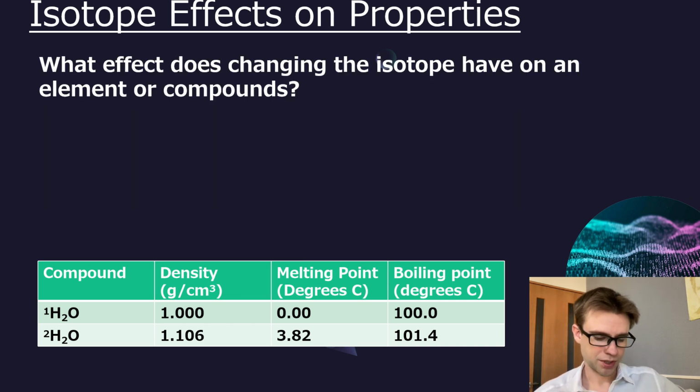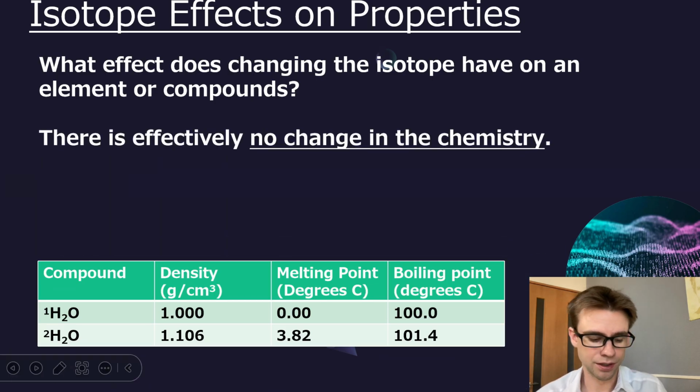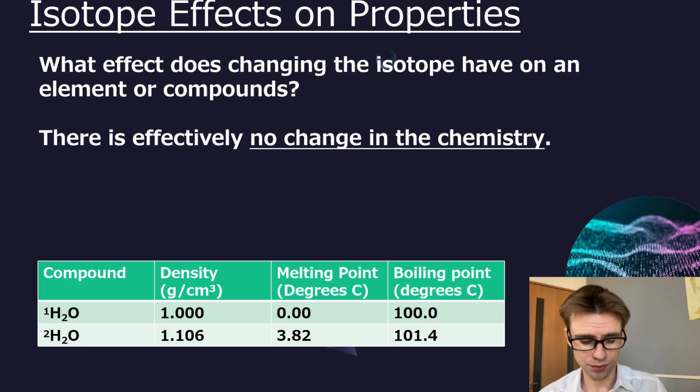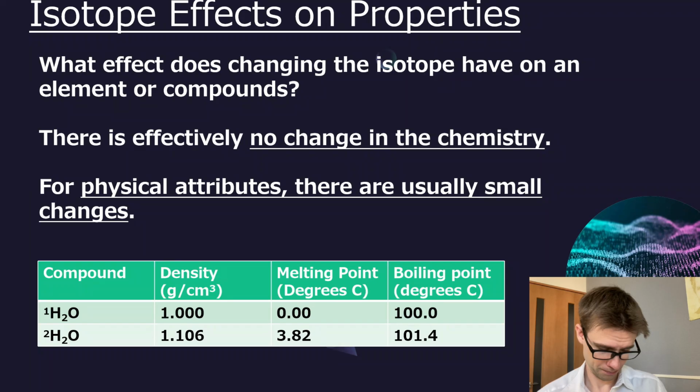So what are isotopes' effects on the properties of an element or atom? What effect does changing the isotope type have on an element or compounds that it belongs in? There's effectively no change in chemistry. That means like the energy required or released in chemical reactions or what it tends to react with. For physical attributes, however, there is usually some small changes.